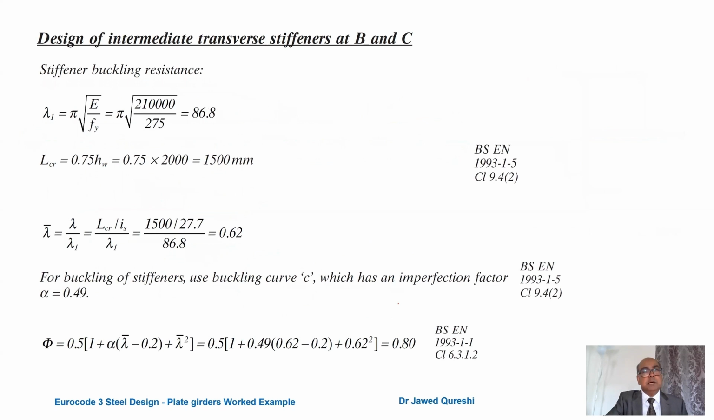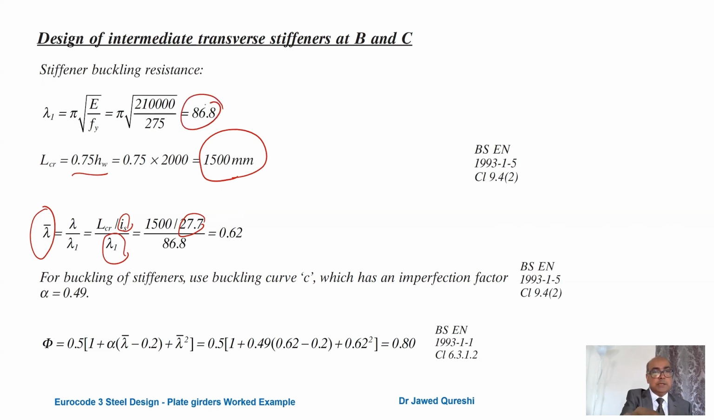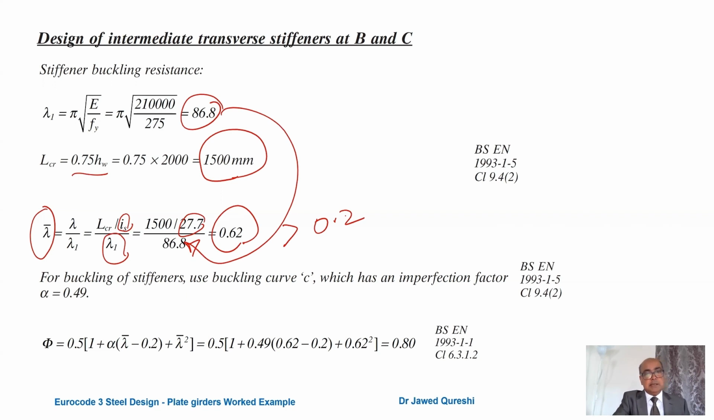Now we have to check the buckling resistance. So for the buckling formula, lambda dash is equal to lambda over lambda 1, where lambda is equal to L_cr over i_s. i_s is the radius of gyration, which we found out a little earlier. L_cr is 0.75 h_w, which is 1500. Lambda 1 is simply pi under root E over f_y. E is Young's modulus. So from here we get 86.8. If we put all these values here, we get lambda dash as 0.62. As this is greater than 0.2, this means that a buckling check is required.